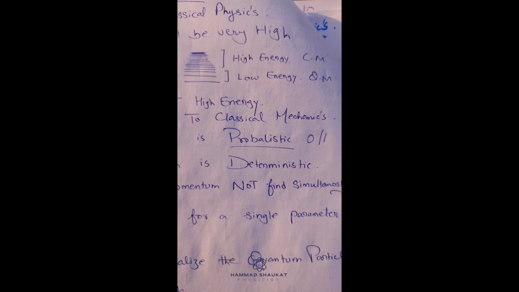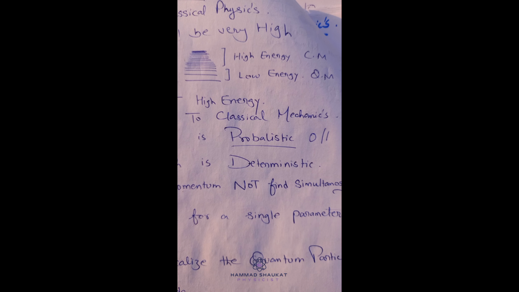Once you move from low energy to high energy, you are converting your state from quantum mechanics to classical mechanics, because in classical mechanics energy is very high, but in quantum mechanics energy is very low, and the particle is also very small, less than 10 raised to power minus 10 meters. So once you are in quantum mechanics, you are probabilistic. What is meant by probabilistic?